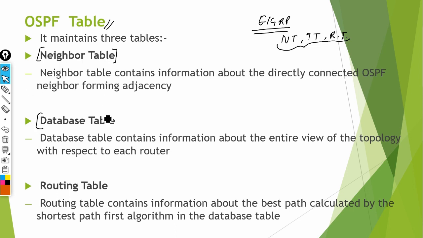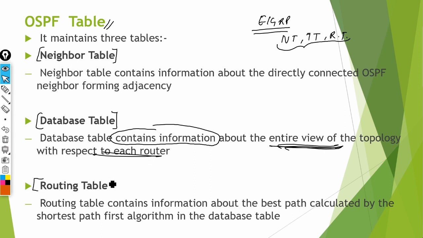And the database table is just similar to your topology table, where the database table contains the information about the entire view of the topology with respect to each router. Last but not the least, OSPF routers maintain the routing table. It contains the information about the best path to reach the destination itself.